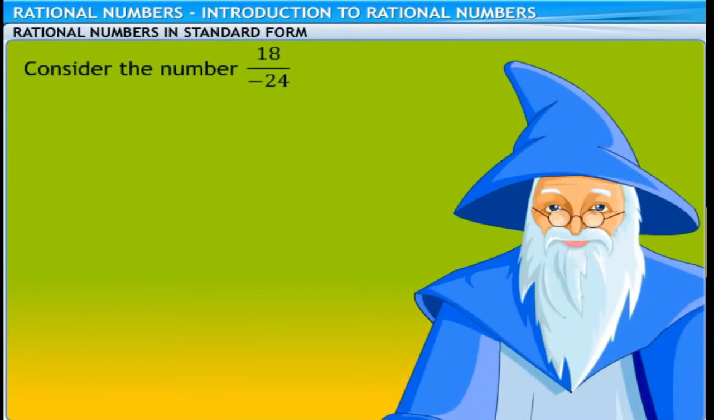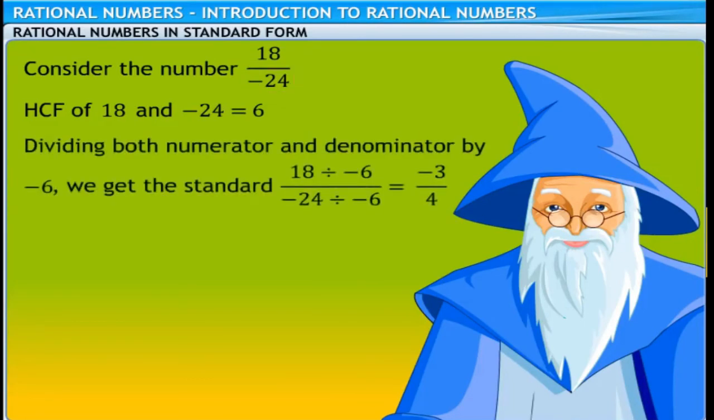Now, we come to the number 18 divided by -24. The HCF of 18 and -24 is 6. Here, note that the denominator is a negative integer, so we divide the numerator and the denominator by -6 in place of 6 to get the number in its standard form.